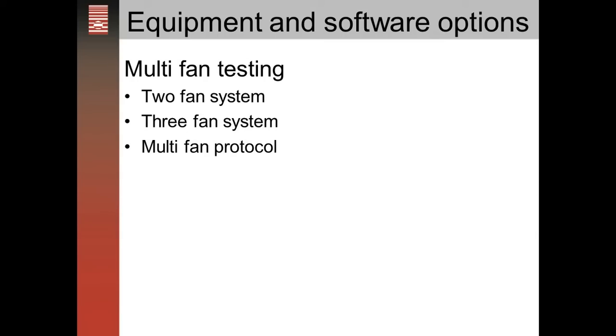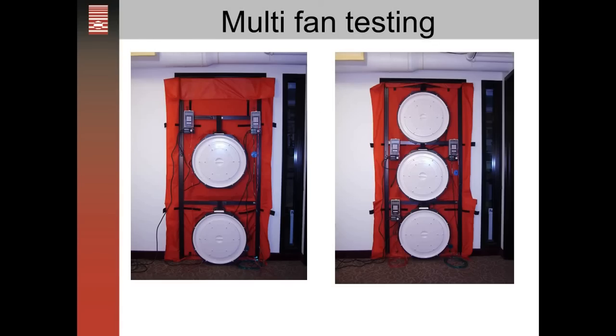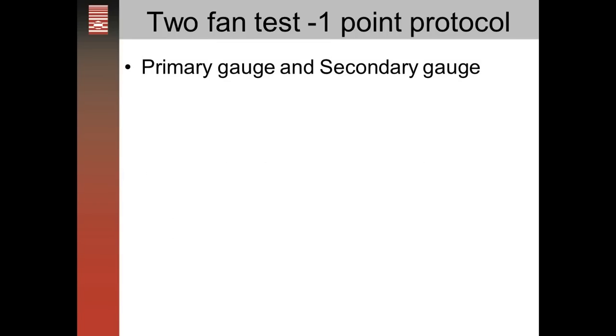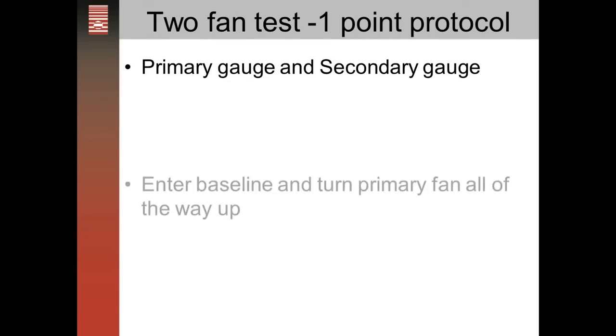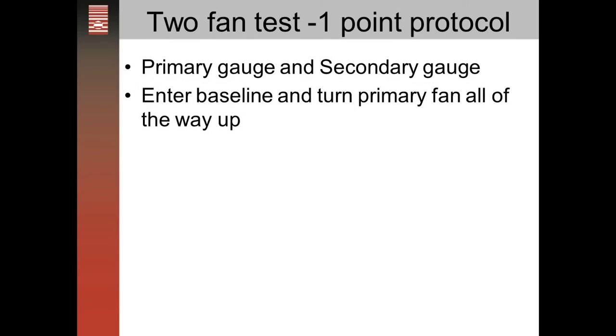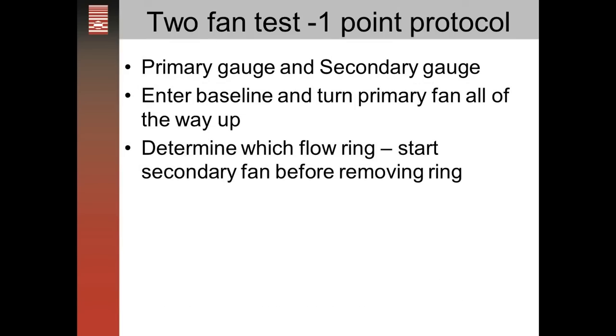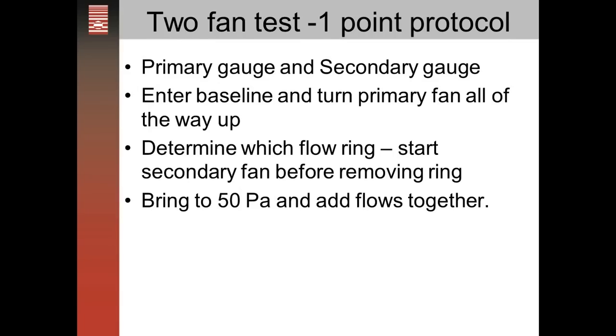Or you could maybe use Tektite for that protocol. So we've got a picture of a 2-fan and a 3-fan system there. Again, in that process, you'll have a primary and a secondary gauge for a 2-fan test. Enter the baseline and turn the primary fan all the way up, like I talked about. And then you'll determine which flow ring to use on the secondary one. Bring it up to 50 and add the flows together.